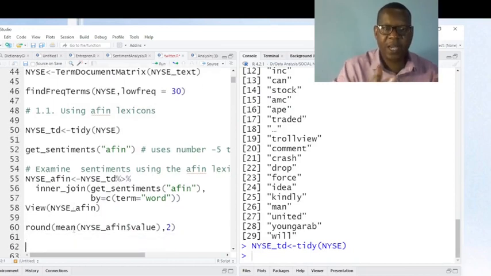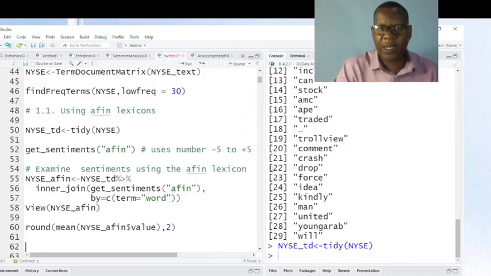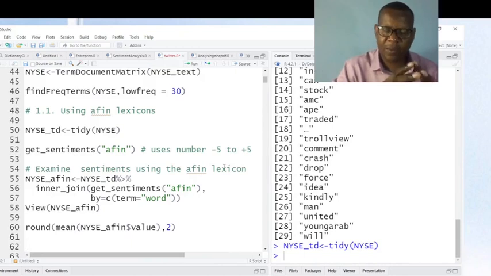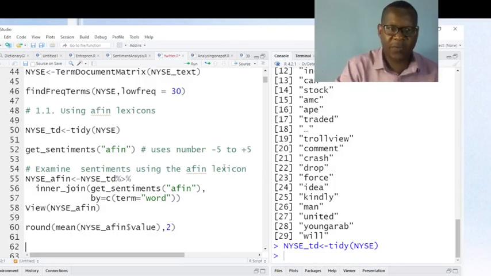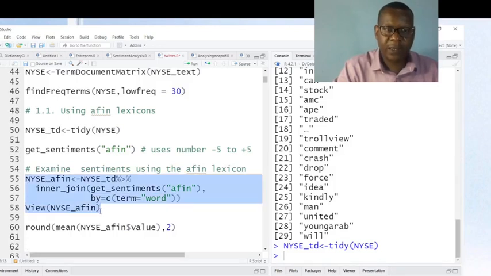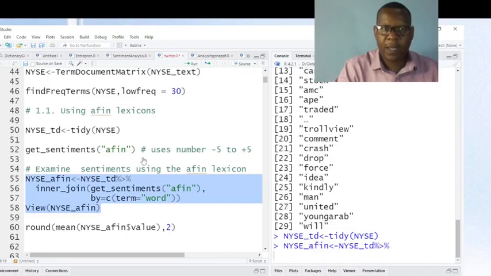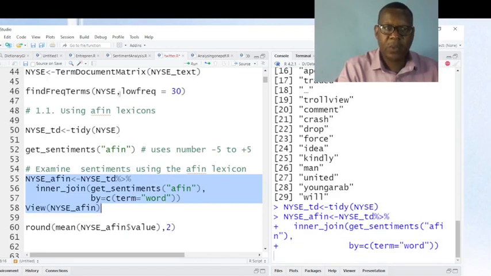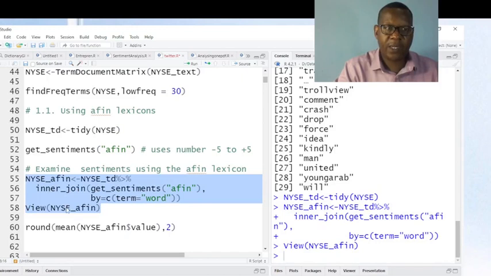There are many lexicons that can be used to perform sentiment analysis. When you use, for instance, the AFINN lexicon, that means each term will be assessed and rated between -5 and +5. When a term has a negative sign, that means it is a negative word. But when a term has a positive score, that means it is a positive word. Now let's run this and visualize the results by running these commands.